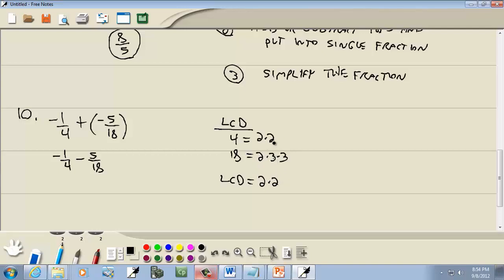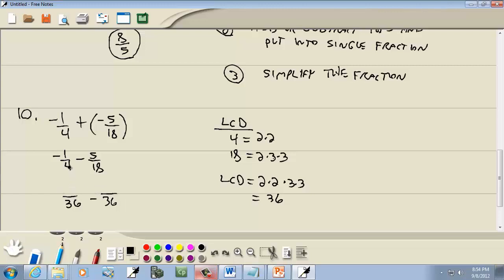Then we go to the next prime, 3. I'm looking for the greatest number of 3's on a single line. There's none here, there's 2 here. So the greatest number of 3's on a single line is 2. Well, that's 4 times 9, which gives us 36. So we're going to rewrite each fraction with that new denominator.